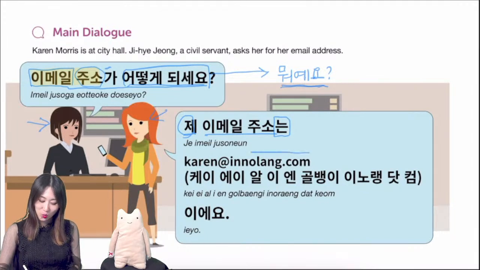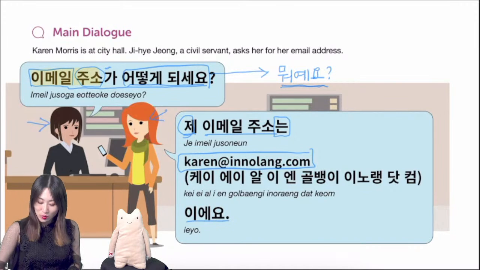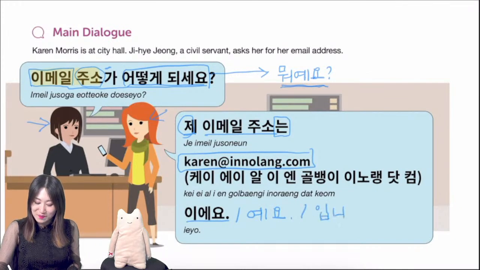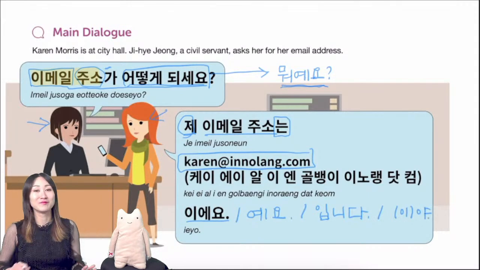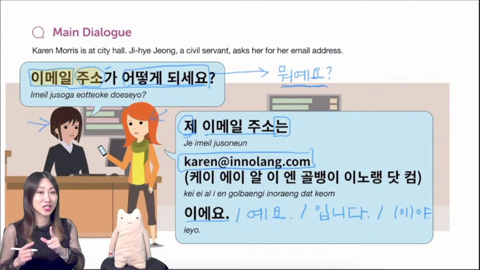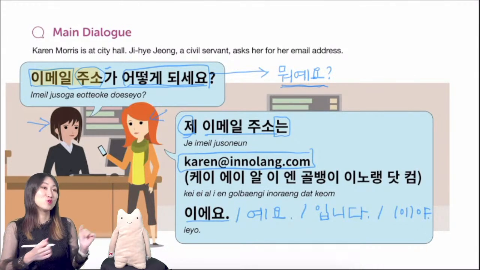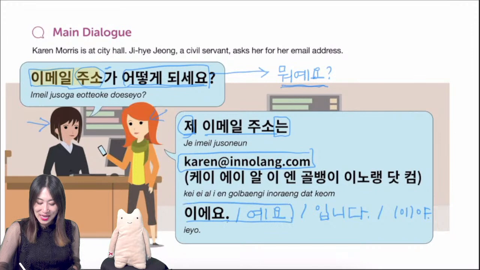Now, just say your email address, and say 이에요, or 예요, or 입니다. We have many variations. Or 이야. We already learned this part, but I'll give you a quick review for those of you who joined the live for the first time. So 이에요 and 예요 are exactly the same thing.